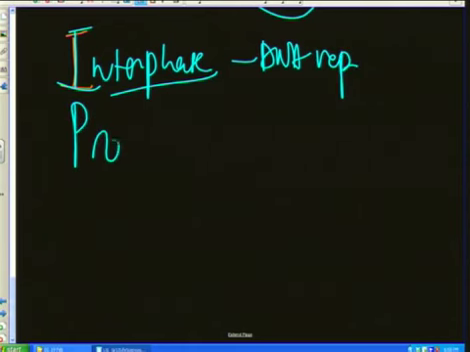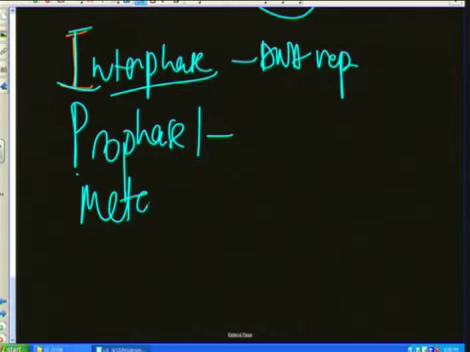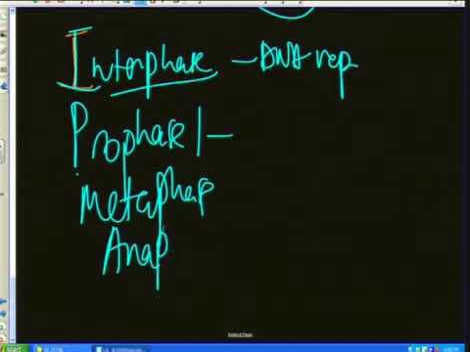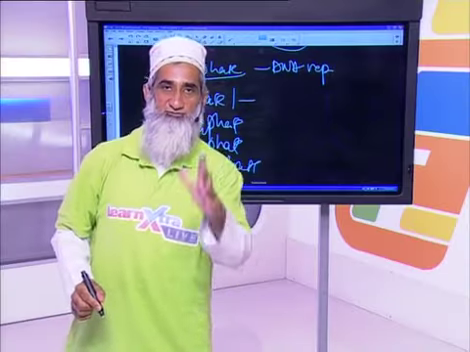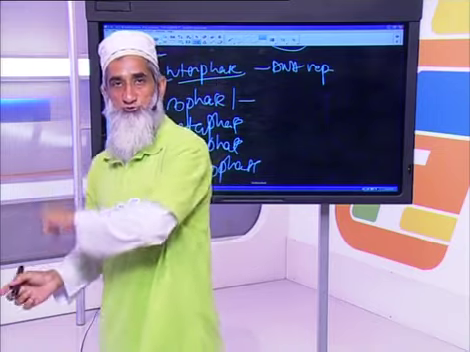Then comes prophase, the first phase, prophase. And we spoke about what happens there, crossing over and the rest of it. Prophase 1. Then we have metaphase, middle. Then we have anaphase. And then we have telophase. Remember in meiosis, it's 1, 1, 1, 1: Prophase 1, metaphase 1, anaphase 1, telophase 1, and 2, 2, 2, 2.